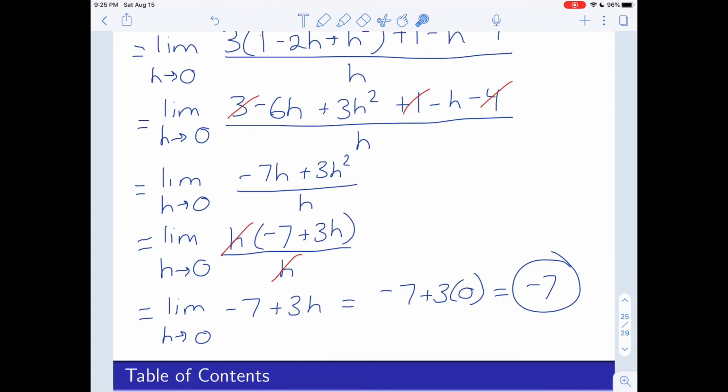That wraps up our section about indeterminate limits. We've got one more short video in this section about the squeeze theorem, and that'll wrap up this section.